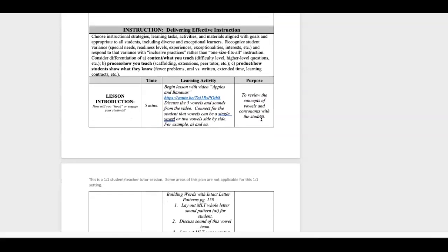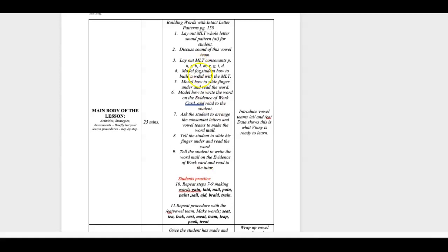Okay, the next part is the step-by-step instruction of my plan. I have my hook. How am I going to get his attention? The main body of the lesson, which is building words with intact letter patterns, which is on page 158 of our word identification strategies text. And I'm specifically laying this out step by step.